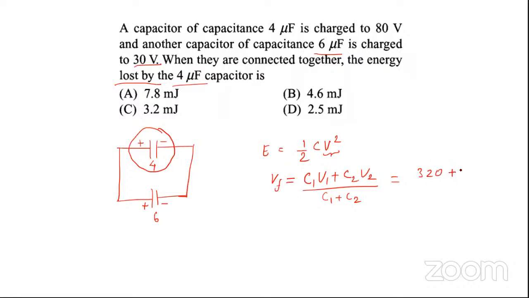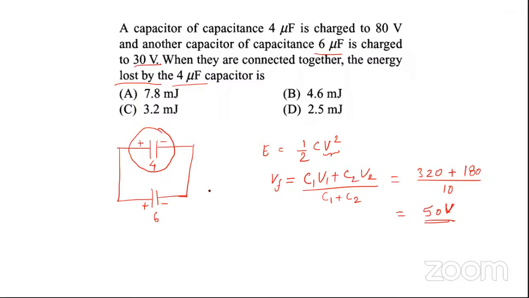320 plus 180 upon 10. Alright, that will give me 50 volts. So our final potential has come, that is 50 volts.